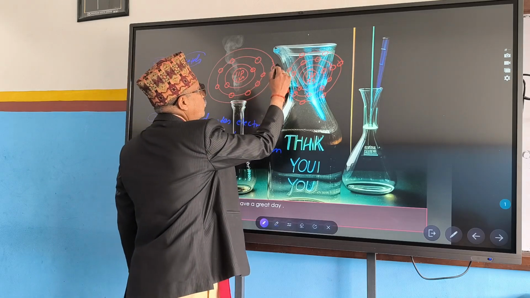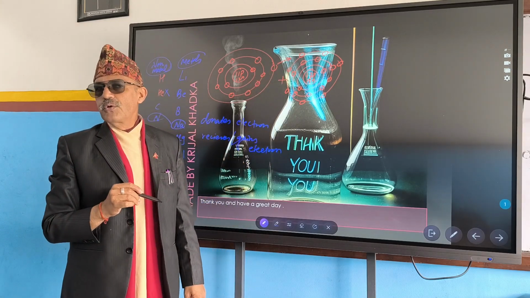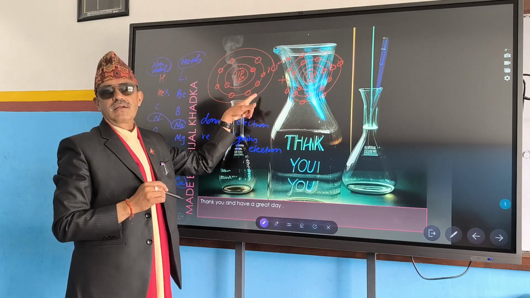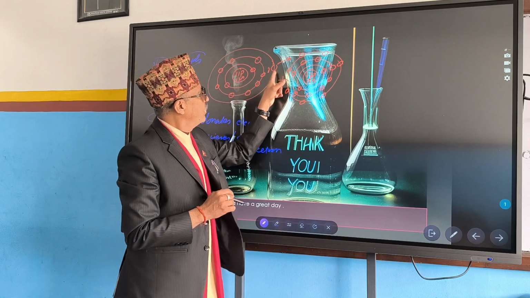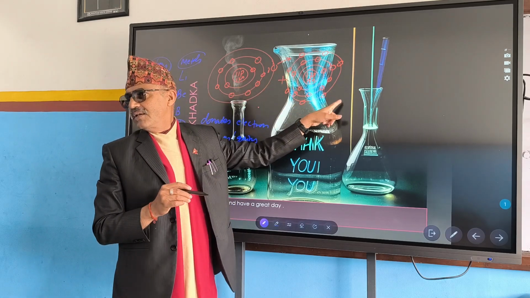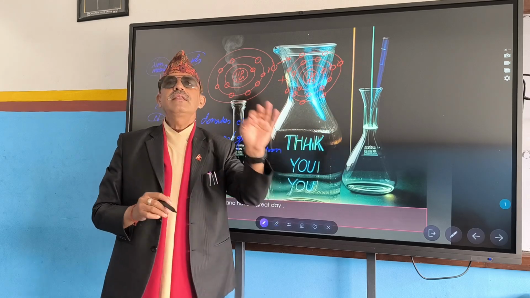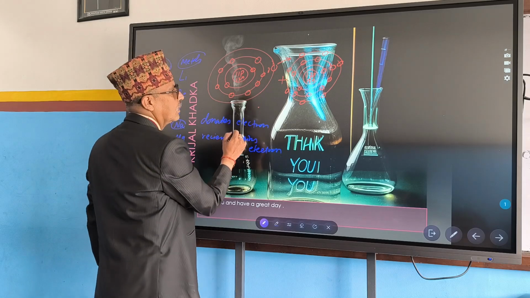Then, if sodium gives one electron to chlorine, then how many electrons will be left in sodium's outer shell? 8. Will it be in octet state or not? Yes. In the same way, when one electron is donated to chlorine, then also there will be 8 electrons. Will it be in octet or not? When it is in octet, it is stable. Then what will happen in the next state?